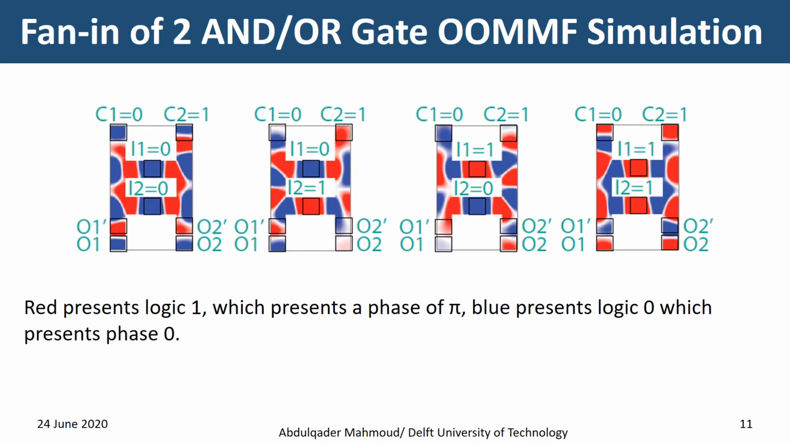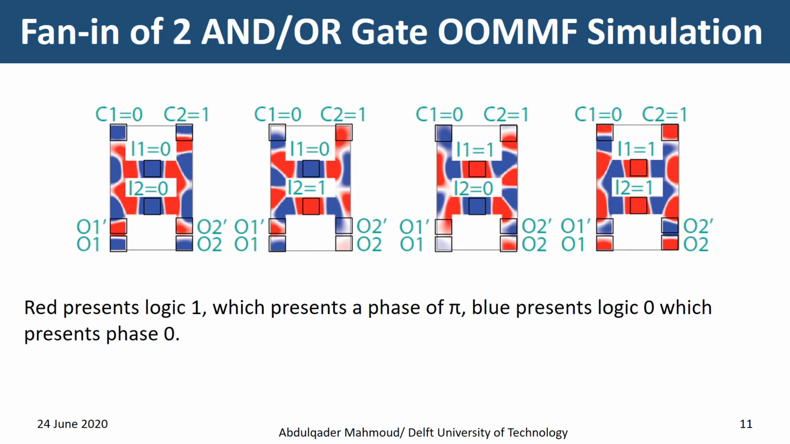Moving to the simulation results of the AND OR gate. Here is the simulation of the case where the control input here is 0 and here is 1. Therefore, we will obtain at O1 the AND of I1 and I2, and O2 will be OR of I1 and I2. Whereas O2 will be NOR and O1 will be NAND gate. The color code is that red represents logic 1 and blue represents logic 0.